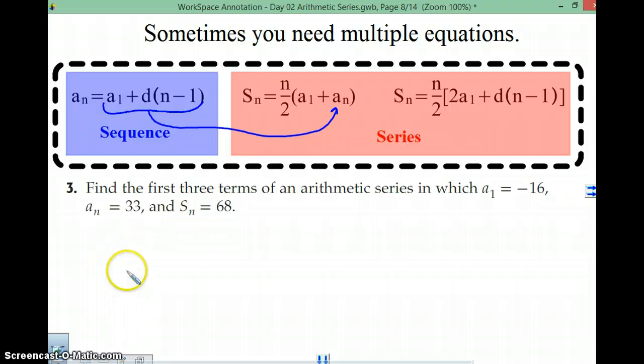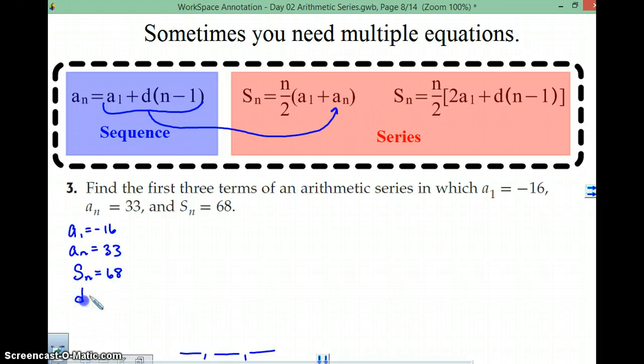Find the first 3 terms of an arithmetic sequence. Okay, here's what we want. I'm going to put it at the very bottom. We're looking for the first 3 terms in which a sub 1 equals negative 16, a sub n equals 33, S sub n equals 68. What do we not know? We don't know the difference, and we don't know n. We don't know how many terms there are here.